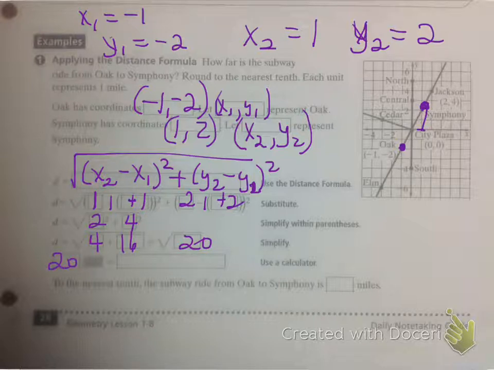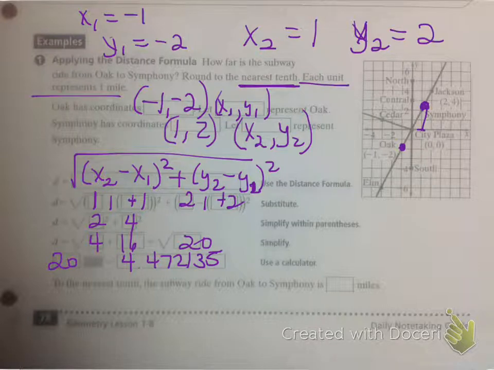Once you take the square root of 20, you're going to get this long decimal, 4.4721, and it just goes on. But the problem does say to round to the nearest tenth. Let's go back and read the directions. Each unit is a mile, so my answer is going to be in miles. Rounding, it's going to be 4.5 miles.